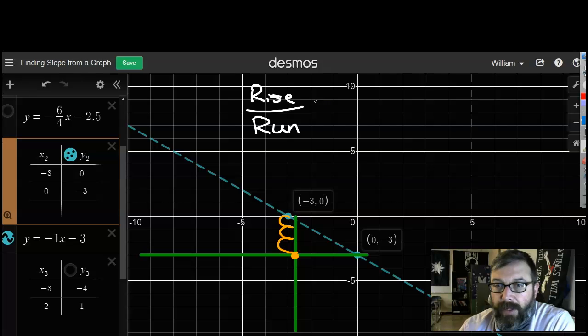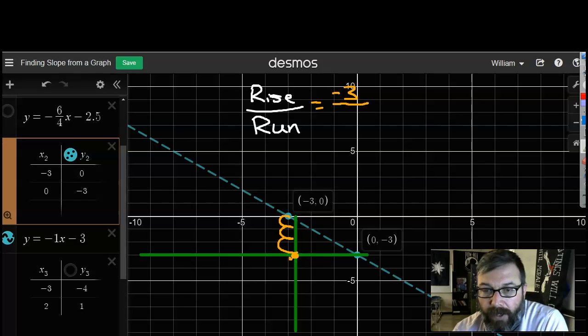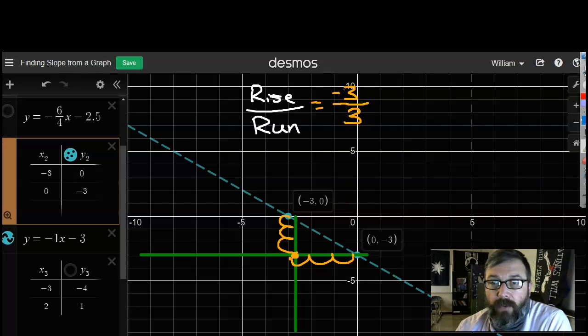So what's my rise going to be? Well, my rise was I went down 3, and I went down, so it's a negative. Now I need to know my run. How far did I go? 1, 2, 3. I ran 3. Rise over run, -3 over 3. But what is -3 divided by 3? Well, 3 divided by 3 is 1. Negative divided by a positive is a negative. So -1 in this case is my m.